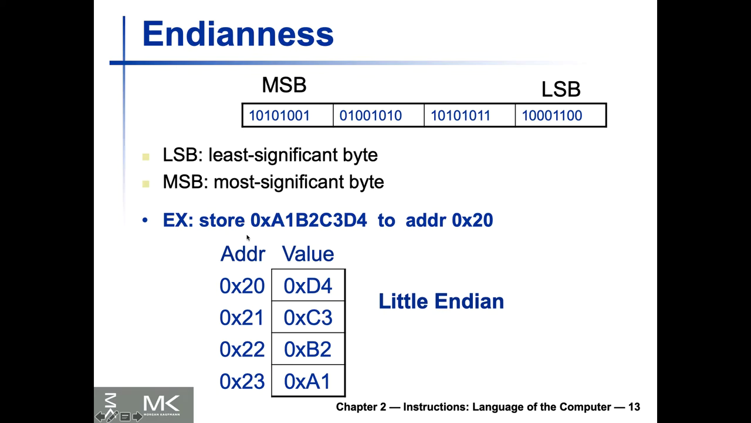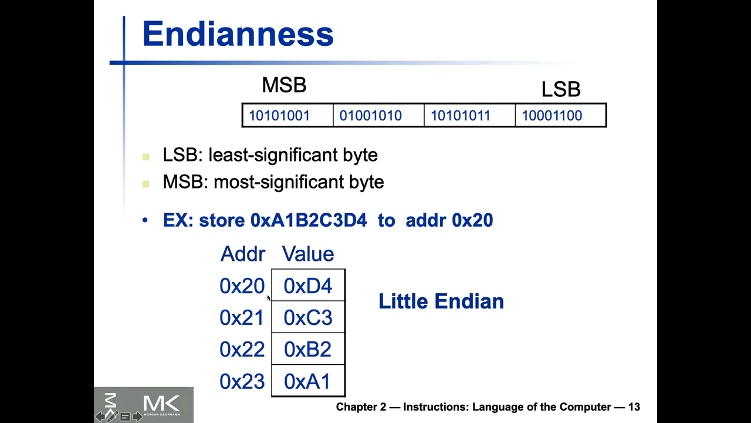When you have this 32-bit value, we call this a byte because each byte has 8 bits, right? You have 4 bytes. The first on the left side is called the most significant byte. The one on the right, representing those 8 bits, is called the least significant byte. So say we want to store this hex value to address 20. When we are using a little endian architecture, it starts from the address, and then it puts the values from the least significant byte: D4 here, C3 here, B2 here, and then A1 here. Okay, and it goes on and on.